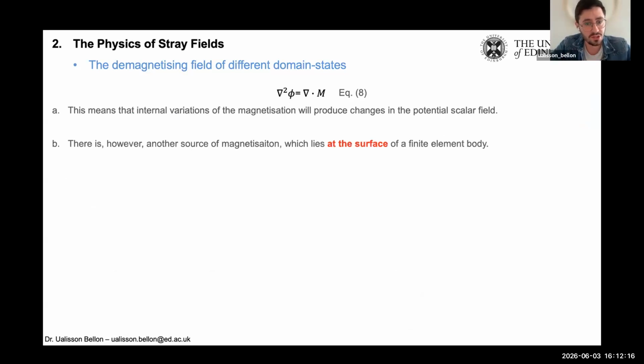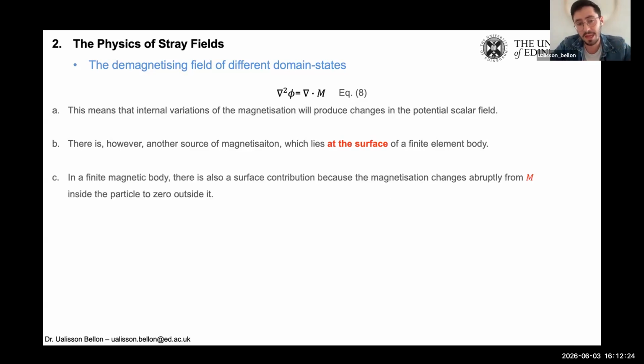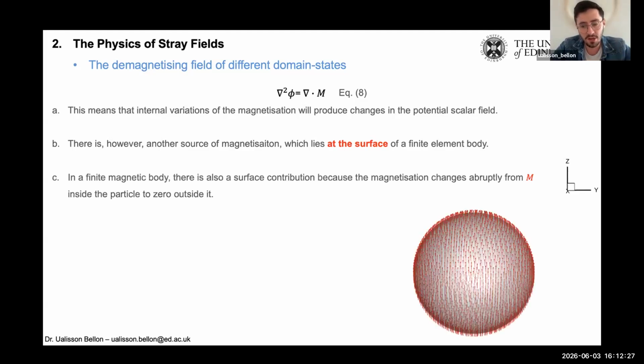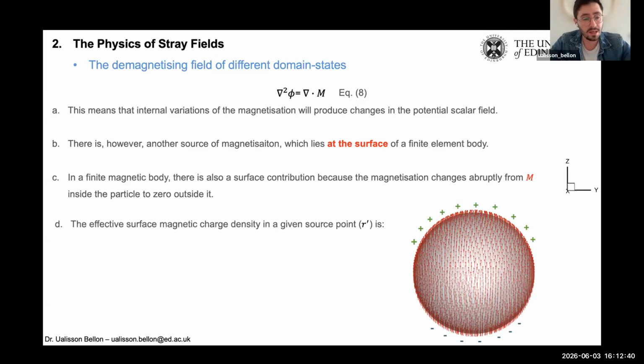But this is not just connected to what's happening inside of the particle, because at the surface of the particles there's something happening as well. Because we have a finite body, and because the magnetization abruptly changes from having a magnetization to not having a magnetization at all, we form charges on the surface of these particles. And we can infer the surface magnetic charge density at any point r' within this surface, because the magnetization dictates that.